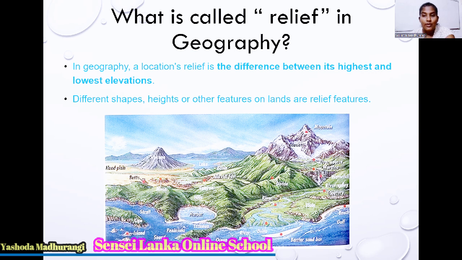So what is called relief? In geography, a location's relief is the difference between its highest and lowest elevations. Different shapes, heights, or other features on land are relief features. Different shapes, different heights, and features on the land, they are called relief features.